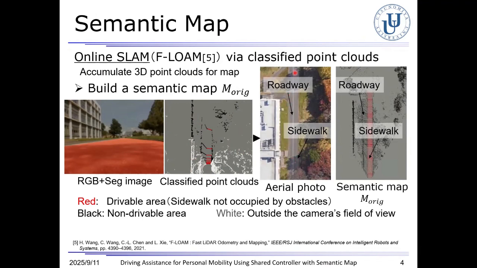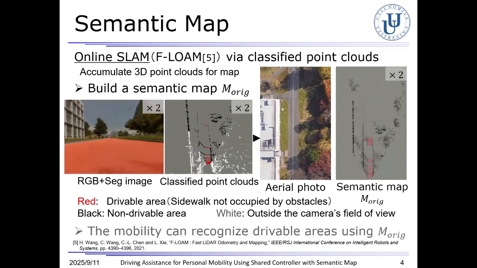In this map, the area inside and to the right of the white line is classified as sidewalk, while the area to the left is classified as non-drivable area. Using this map, the mobility can recognize drivable areas and avoid obstacles on the sidewalk.